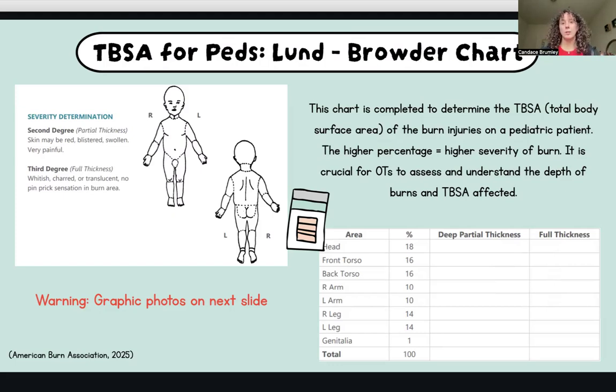This is something we would need to be able to look at in someone's chart before we go see them, just to understand where the burns are and how much of their body is affected by the burns. And just so you know, there are some more graphic photos on the next slide.